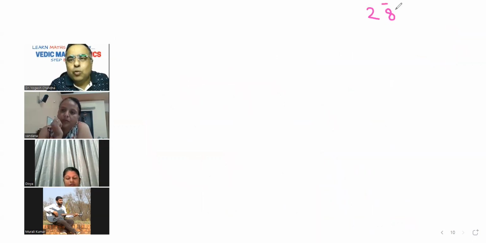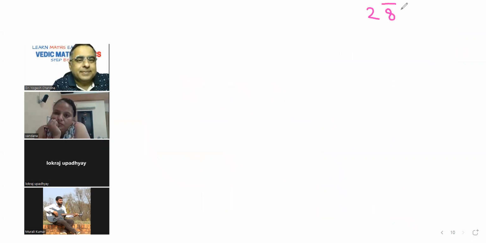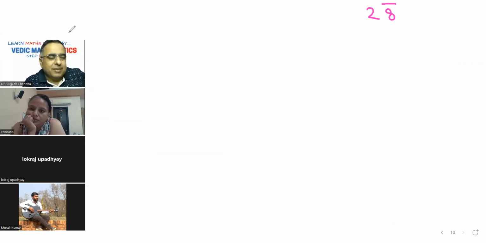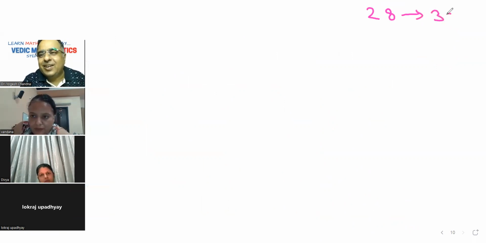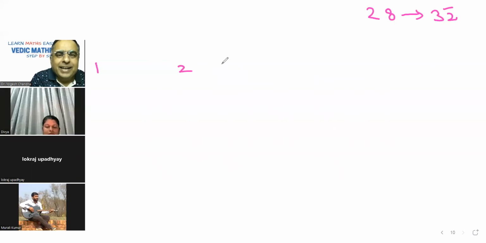28. So what are the operators for 28? Or what is the number? Vinculum number. Operators means first convert to 32 bar. Sorry, I have written 28 bar. 28, 3 2 bar. So first level, I'll write down 28 here as it is. It is unit place, it is 100 place, and these are the operators which I'll be using. Here I'll write the answer, no remarks required.